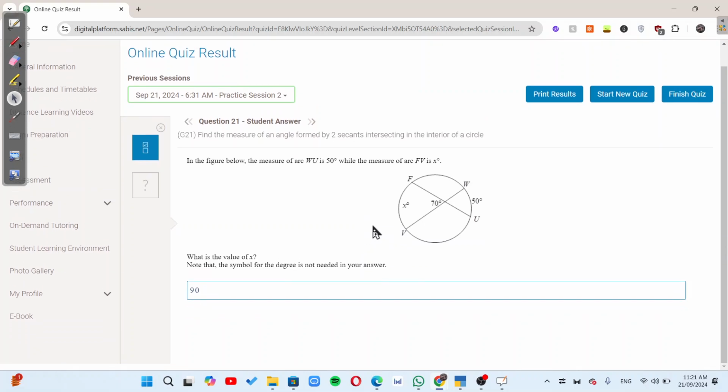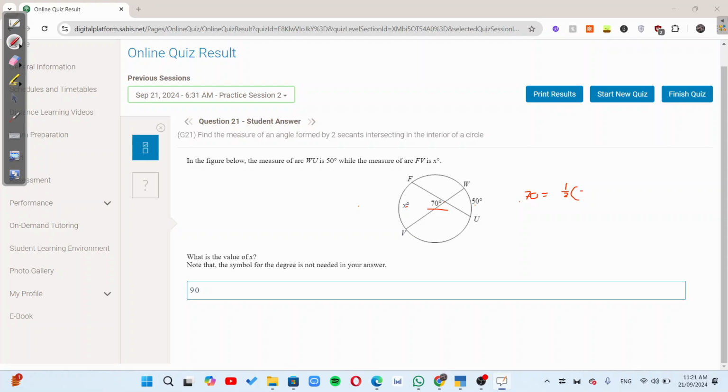Okay, so this question, you have to use the law. You know that the angle here is equal to half the sum of these two. So 70 equals half, since these are intersecting inside the circle. If these two secants were intersecting outside the circle, it's a different rule.